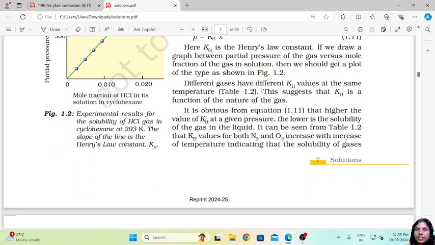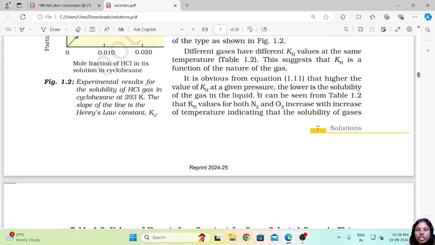Now, different gases will have different values of KH at the same temperature. This suggests that KH is a function of the nature of the gas. Depending on the type of gas, the KH value will change.